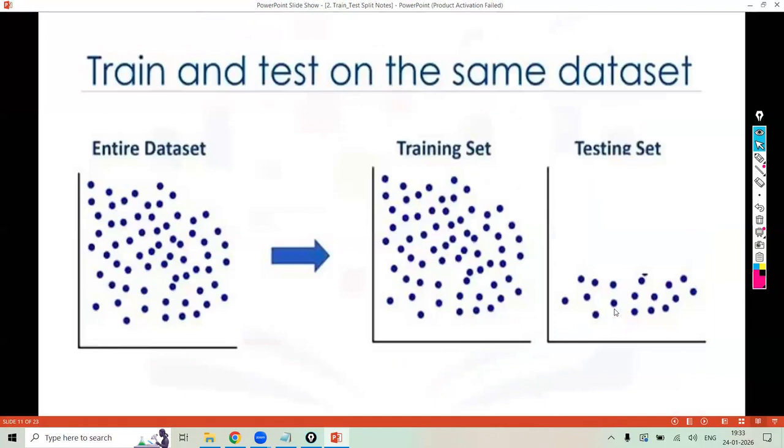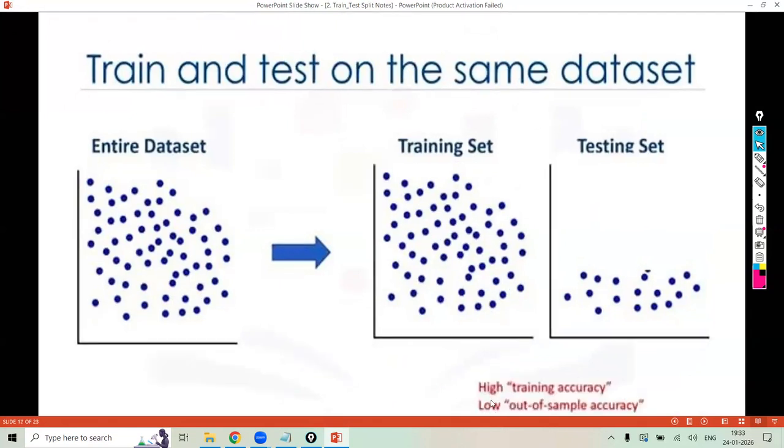Now we are going to calculate, in this case, the entire data, whatever the number of records there are. If you use the entire records for the training, and only some of the records for the testing, then what happens is you are going to get a high train accuracy but a low out of sample accuracy. It means whenever you try it on new data, you will automatically get low accuracy.